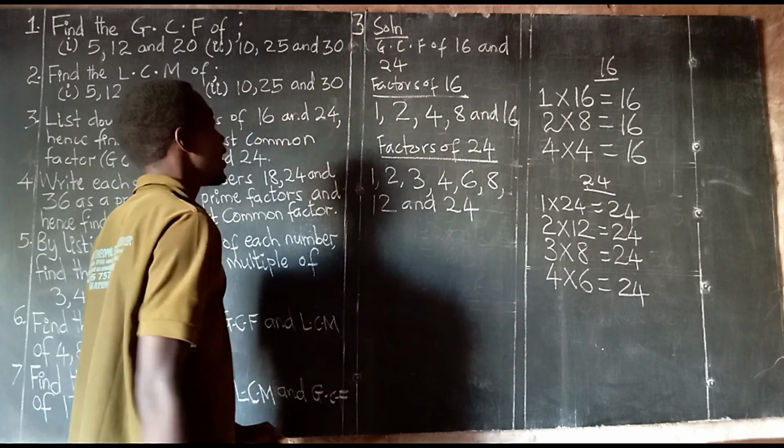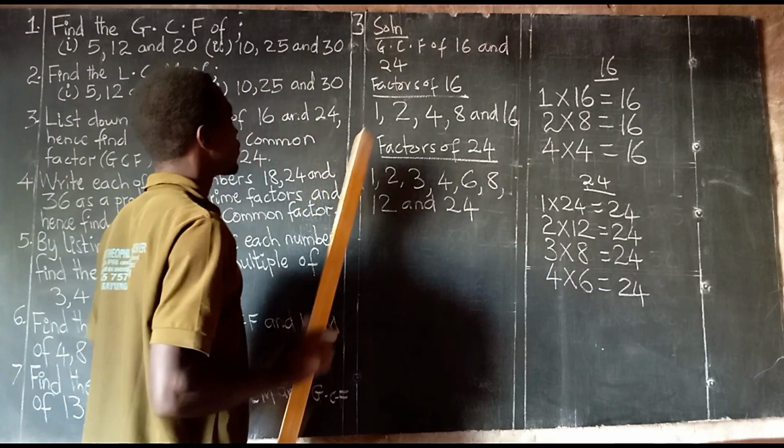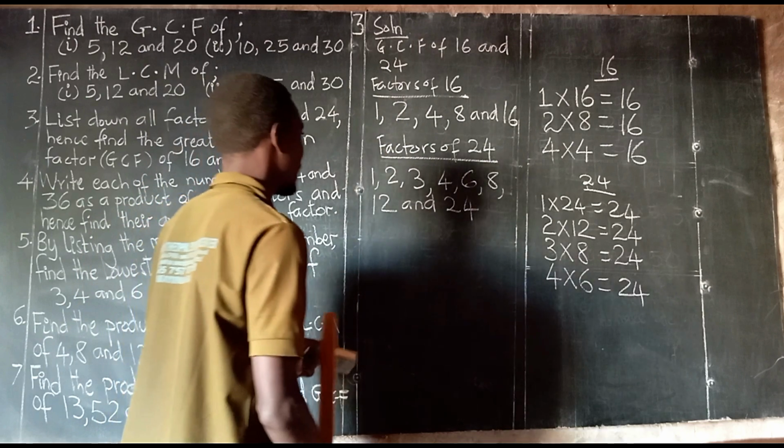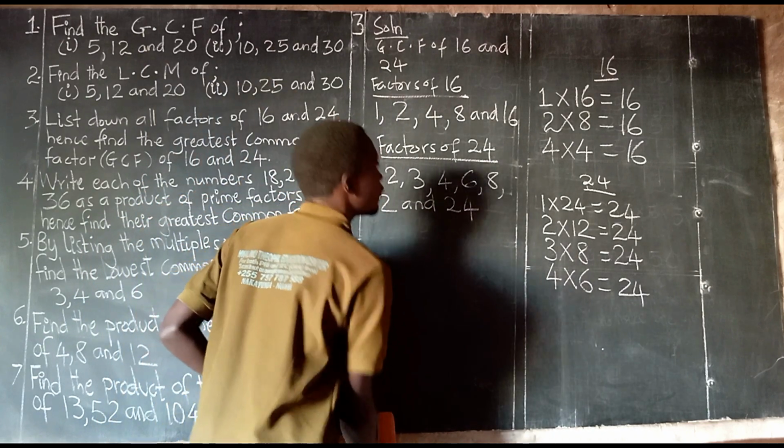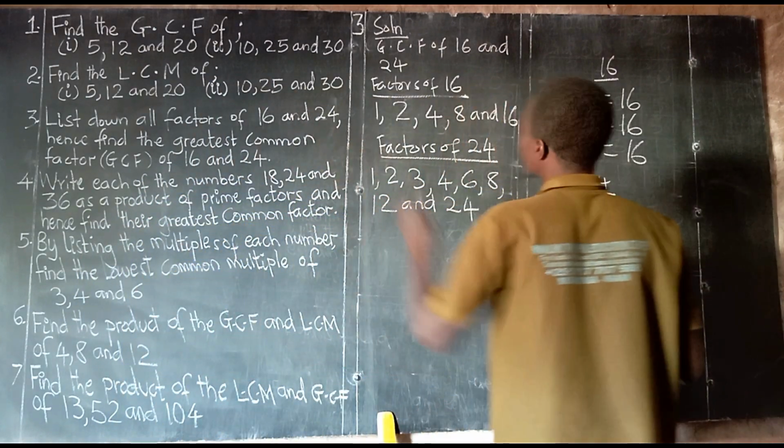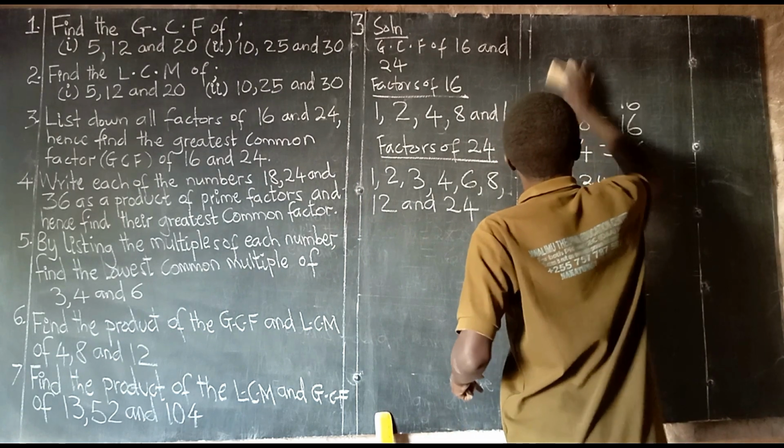As you can see, now we are through with the listing of the factors of 16 and 24 as we were instructed in question 3.